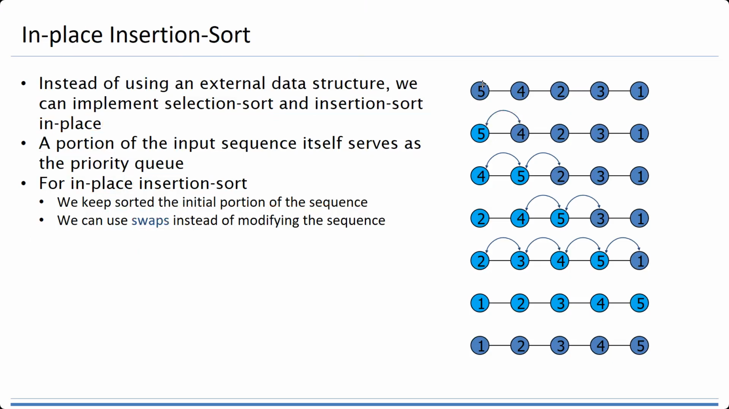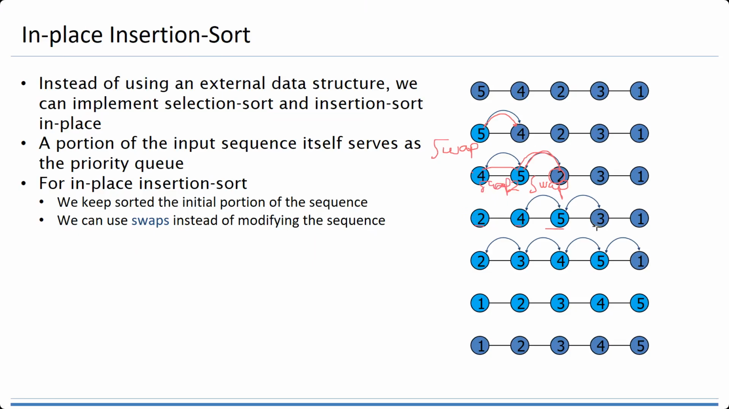Swap means we want to compare 5 and 4. Which one is lower? Okay, 4 is lower than 5. Then swap. Then we have 4 and 5. Now let's check with 2. 5 compared with 2. Okay, 2 is lower than 5. Then swap. And then now 4 and 2. So 2 is less than 4. Then swap. So now we have 2, 4, and 5.